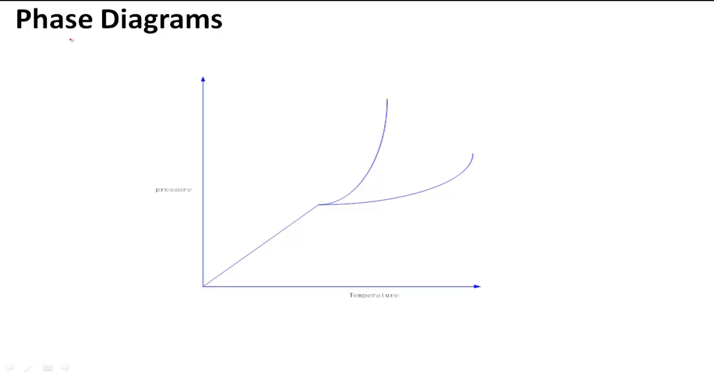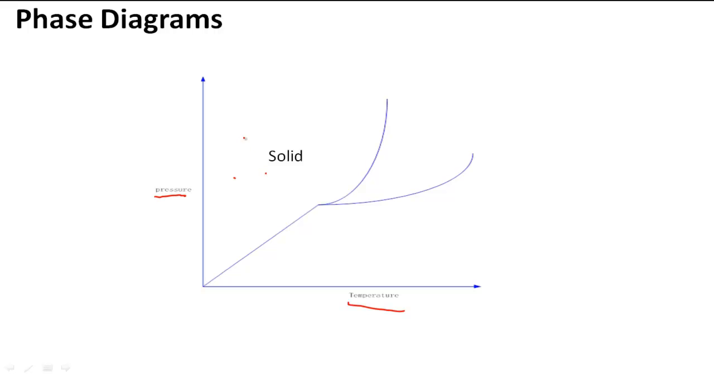Phase diagrams. Phase diagrams are useful tools to describe the relationship between pressure and temperature and the phases of matter. So a phase diagram describes the solid, liquid, and gas phases of a substance.